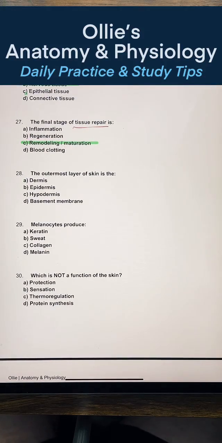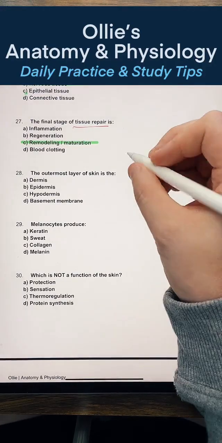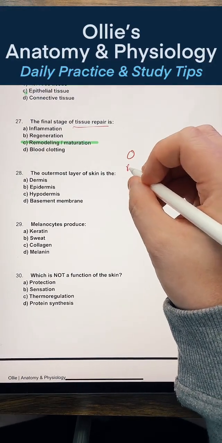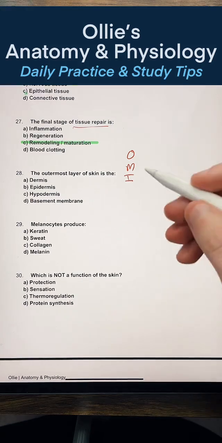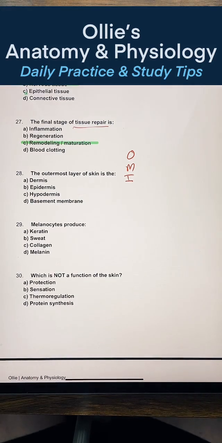Number 28, the outermost layer of the skin is called the what? The outermost layer. So we have the outer, the middle, and the inner, and I'll go over these in just a second. A, B, C, or D? What do you guys think for this one?